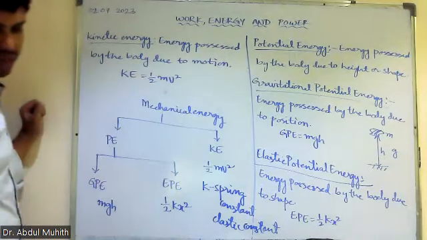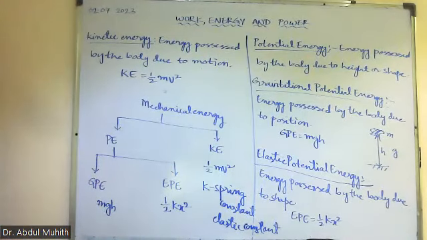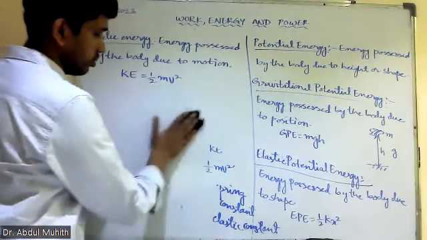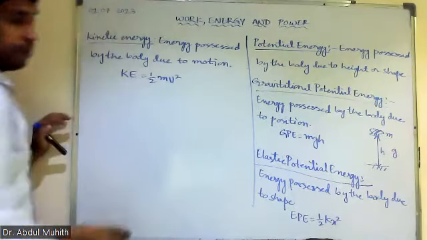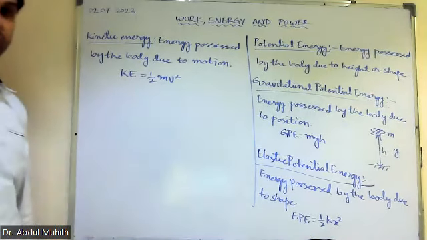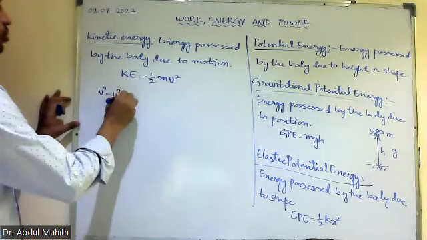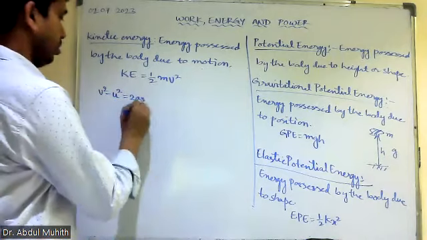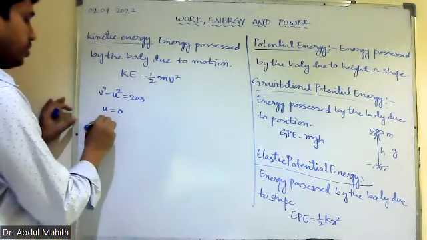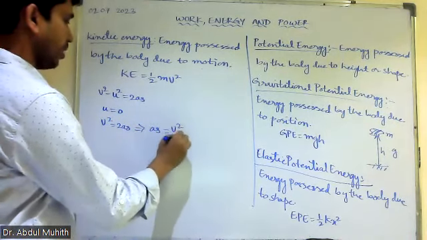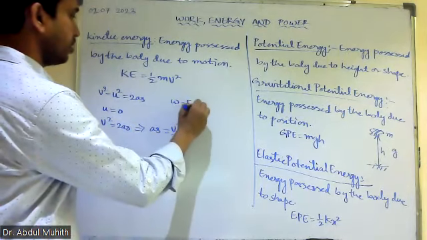How did we get half mv square? Any idea? This we have done in grade 9. You have to go back to the equation of motion: v square minus u square equals 2as. If u equals 0, then v square equals 2as. So we need as. as equals v square by 2. Actually, work done is equal to force into displacement.